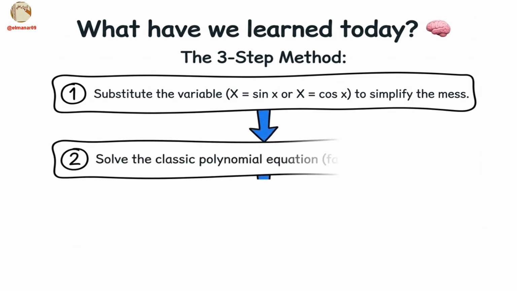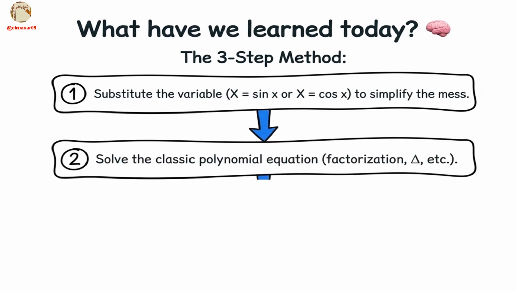Step 2. Solve the classic equation. Once we have our new variable capital X, we move on to solving. This is where the famous discriminant, delta, comes in. We calculate delta, we find the roots for capital X. This is a step you already know by heart, isn't it, my champions?